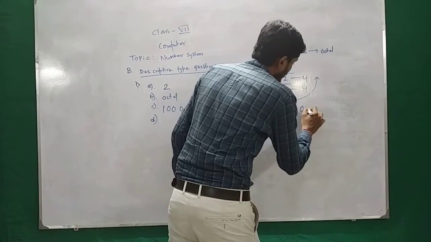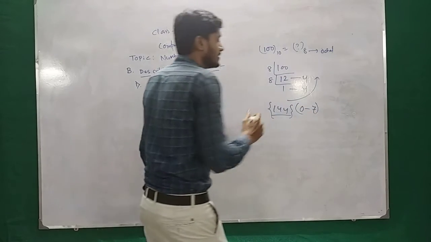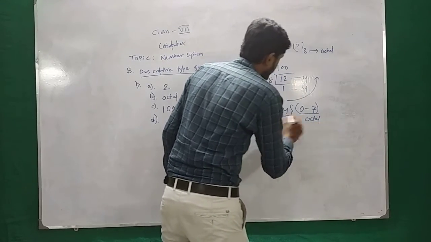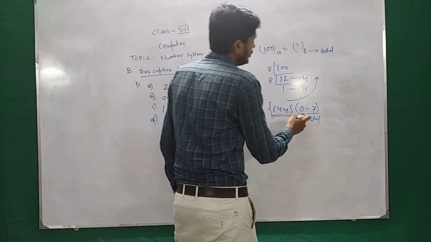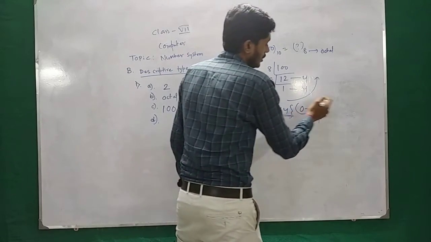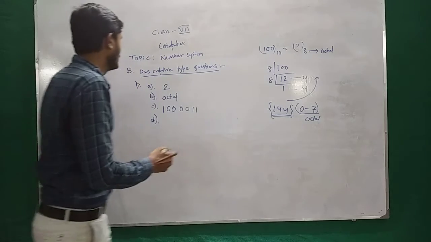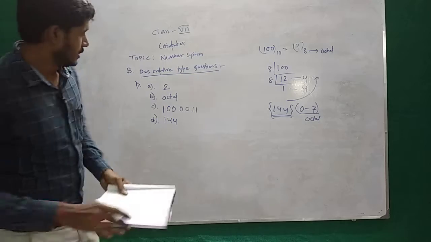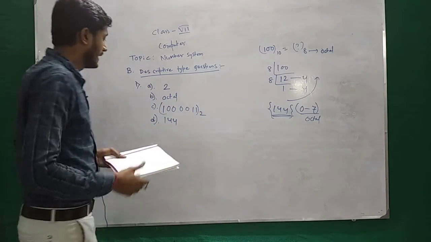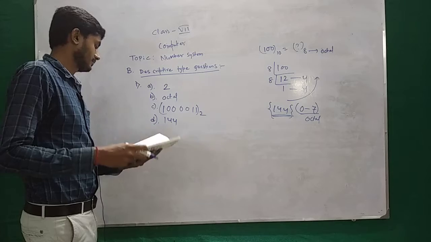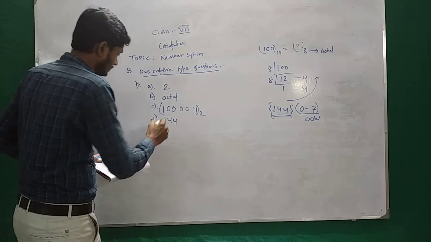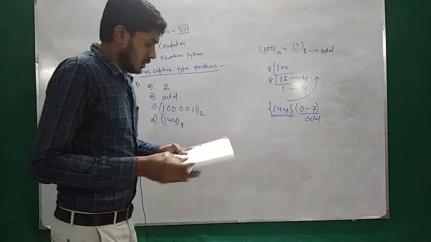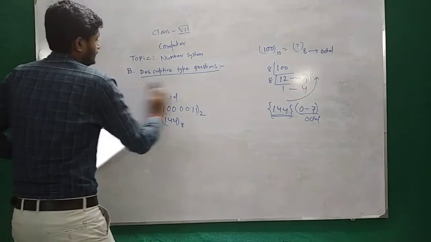The digits are between 0 and 7, that means not less than 0 and not greater than 7. So this is the form of the octal number system. So the answer is correct, because the values must not be less than 0 or greater than 7. That means the answer is 144. So this is the binary form and this is the octal form, which is base 8. Next, second one, 2a.